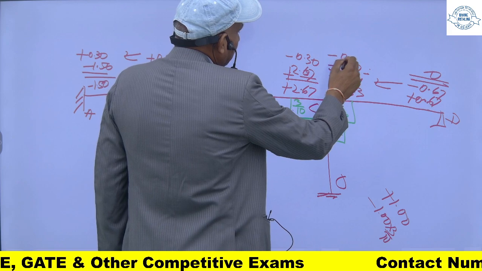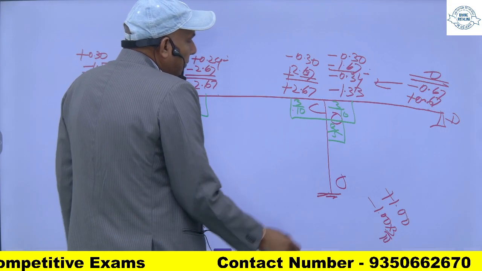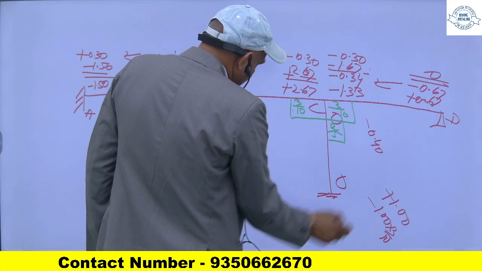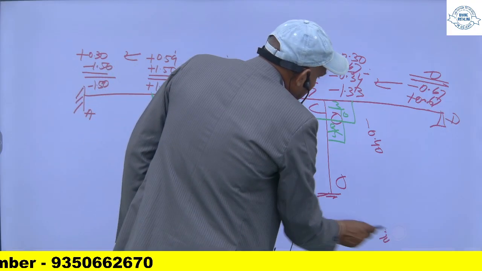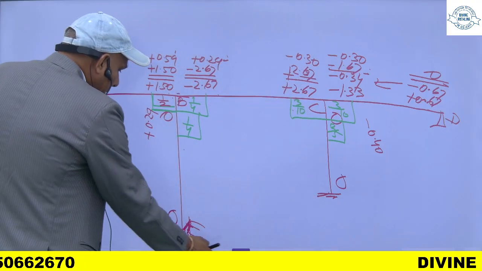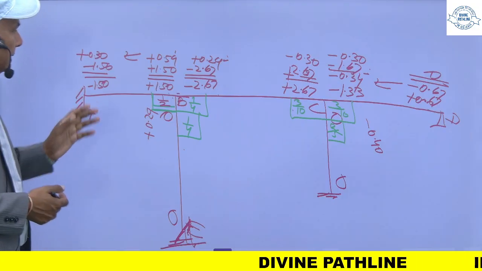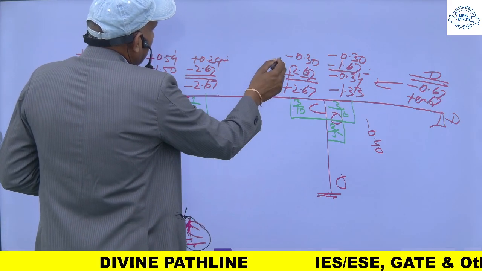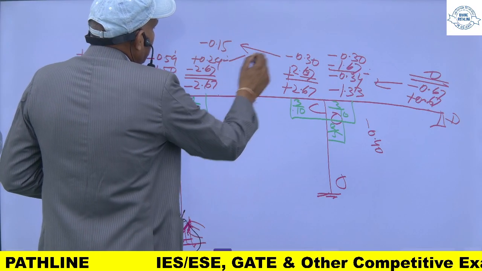Same will be here, and this will be 0.4. Minus 0.4 you will get here, and this I have distributed. So half of this will come here and half of this will come here.